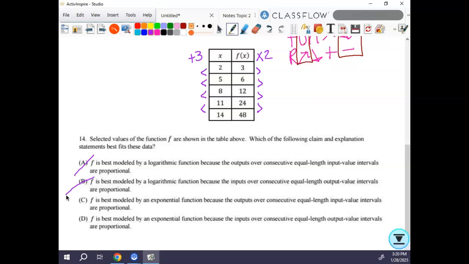And then best modeled by an exponential because the outputs over consecutive equal length input value intervals are proportional. Okay, so both of these talk about outputs and inputs. Proportional is a different form of the word of how we've been describing it, but you can see it multiple ways. I have equal length input value intervals. This one says equal length output value intervals, not what I have. So the outputs over equal length input value intervals are proportional, because they're being multiplied by the same number. My answer is C.